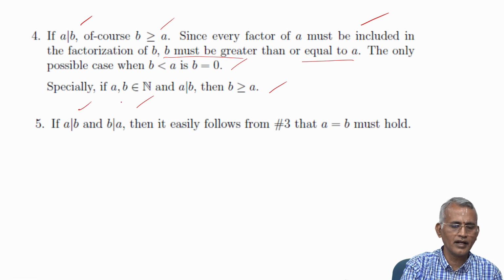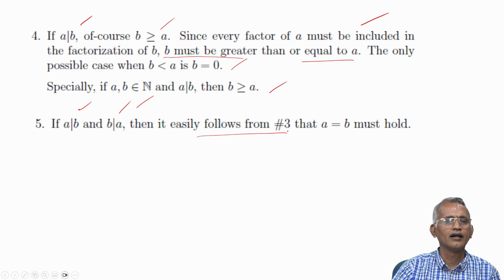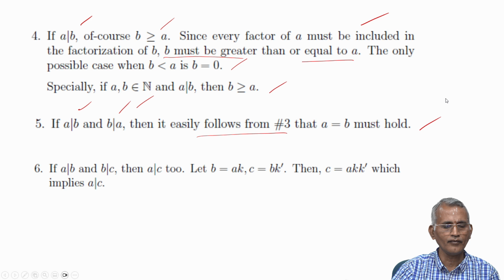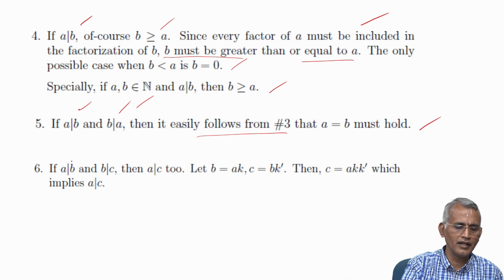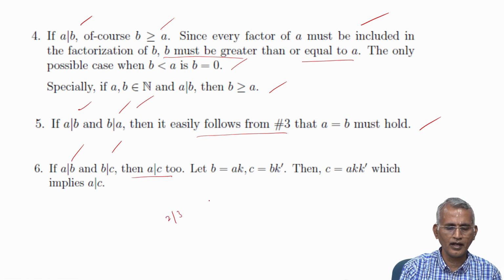If A divides B and B divides A, then it easily follows, from the previous statement, that A equals B must hold. If A divides B and B divides C, then definitely A divides C is also true. So 2 divides 3, 3 divides 6 means 2 divides 6. So this will be true like that.